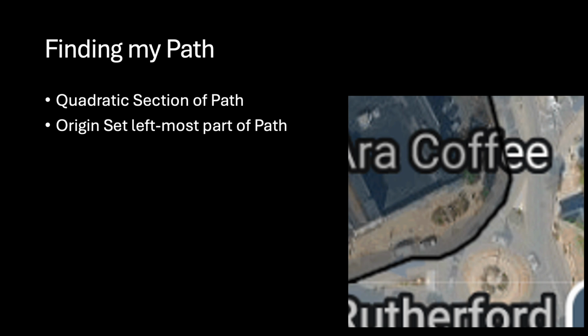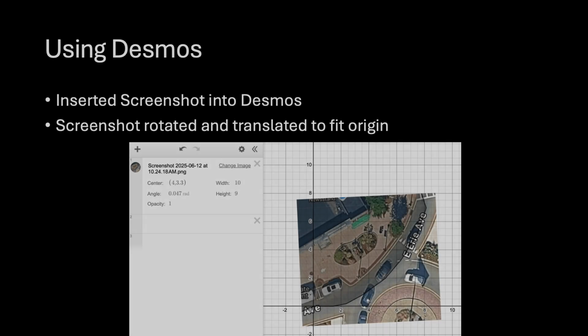Regarding the quadratic section specifically, I set my origin to the leftmost part of the arc. This will be relevant for future calculations. To find the points of the arc, I took a screenshot of the quadratic portion of the path and then aligned it such that the leftmost point on the Google Maps path was at the origin, as seen in the picture below.